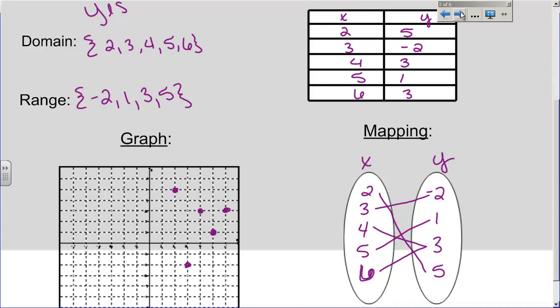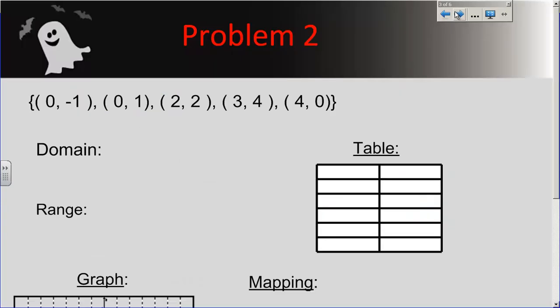Let's practice one more. Okay. Here I have my relation all written out nice and pretty. And the first thing we're going to do is list the domain. So that's all the X values. Well, I have a 0 and another 0, so I'm only going to list it once. Then I have a 2, a 3, and a 4.